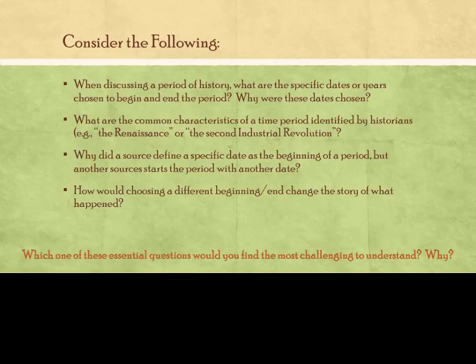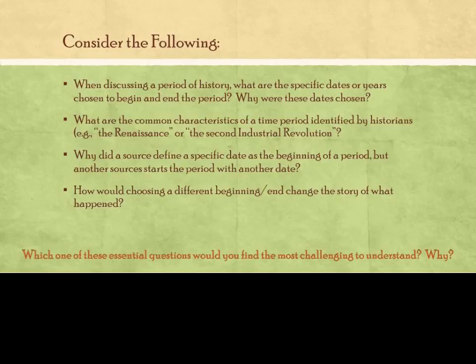Why did a source define a specific date as the beginning, but another source starts the period with another date? So that's significant to think about as well. For example, like I was talking about earlier when we looked at the historical periods, 600 to 1450 as opposed to 500 to 1500. And recognizing those competing models of periodization and analyzing the reasons why is a significant skill that's required in AP World History.